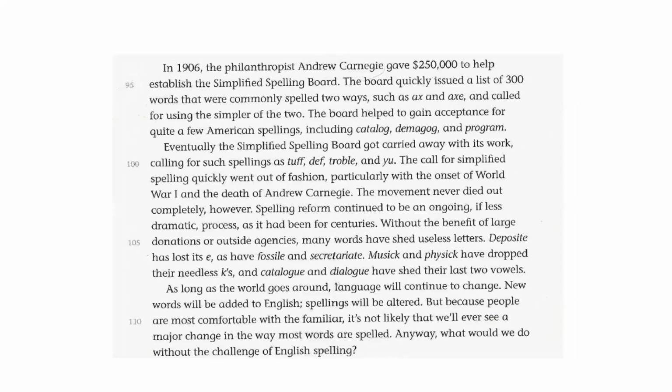So we're now on page 38. Okay. In 1906, the philanthropist Andrew Carnegie gave $250,000. Wow, can you imagine how much 250,000 was in 1906? Maybe $1 million. To help establish the Simplified Spelling Board. Philanthropist is a rich person that likes to donate money to causes.